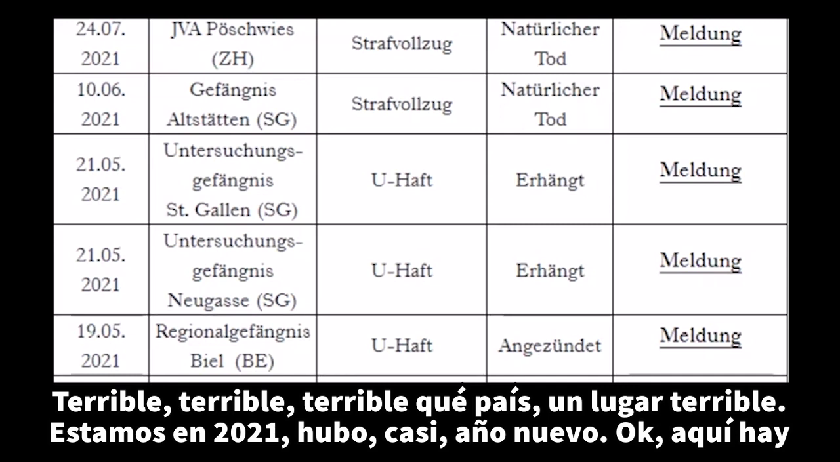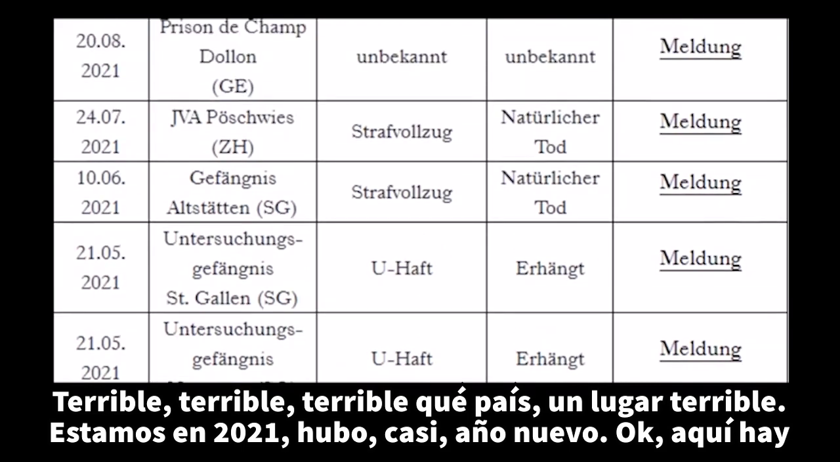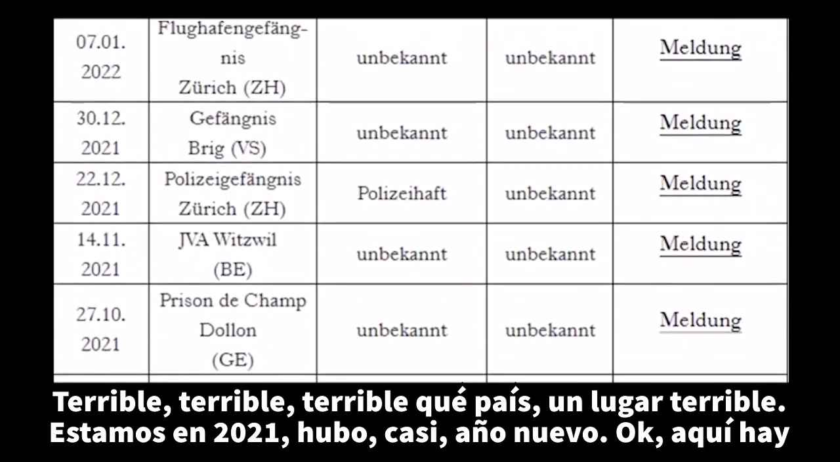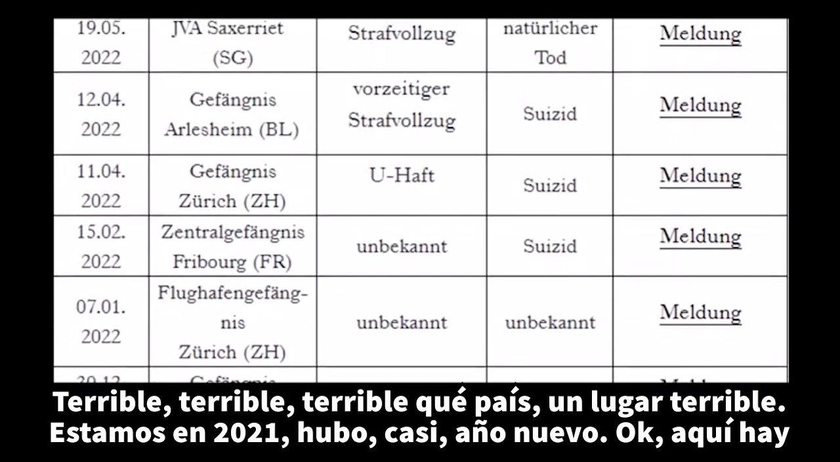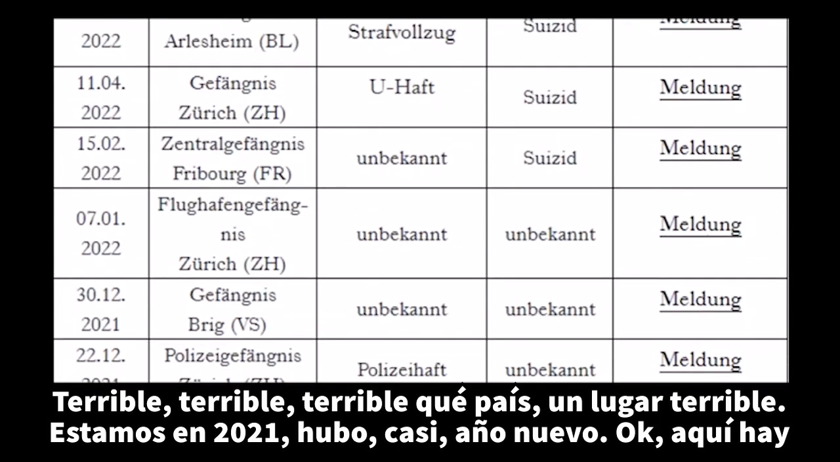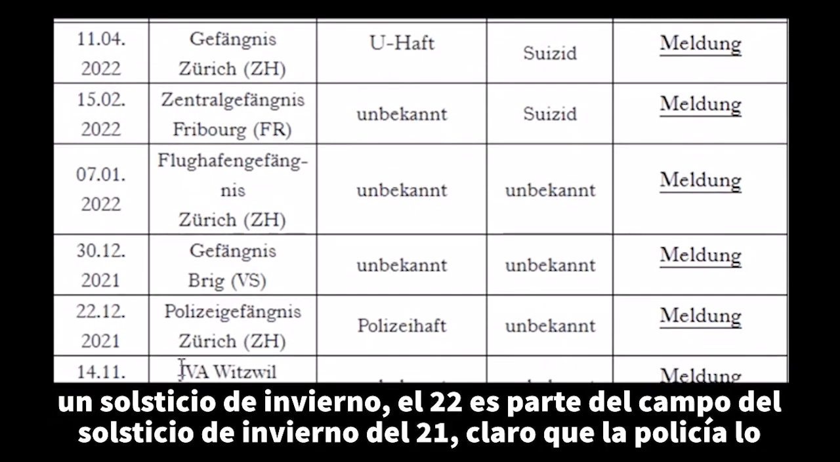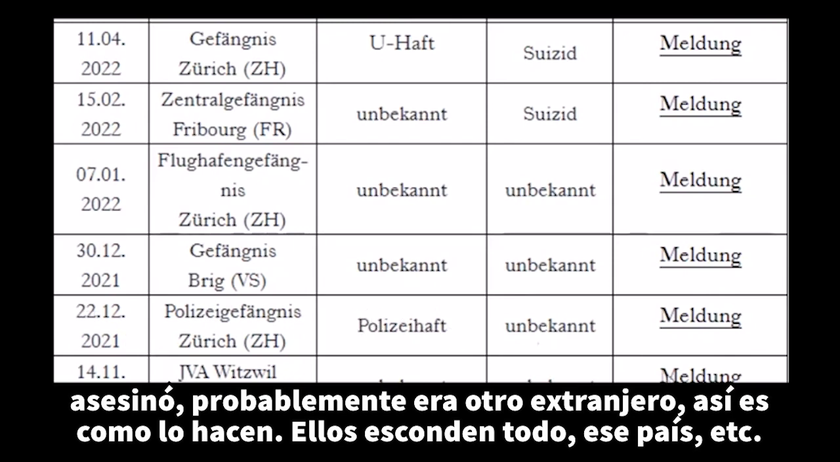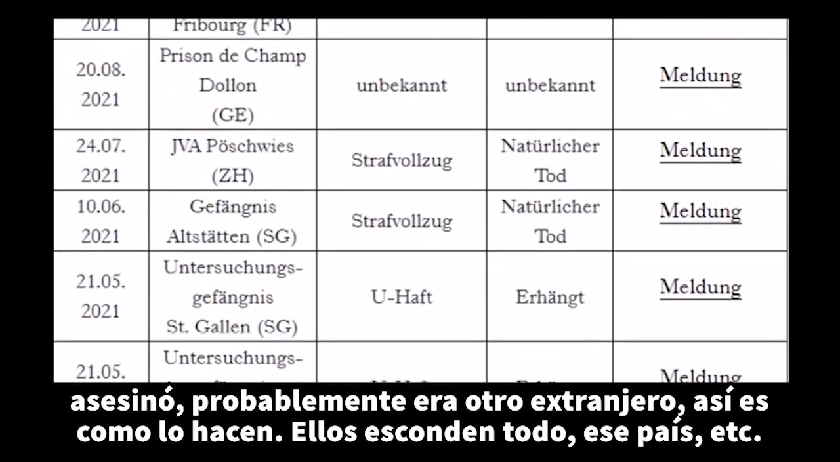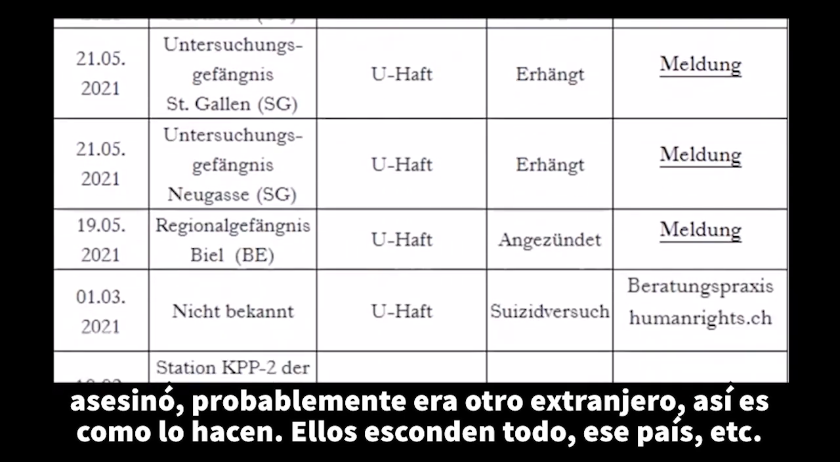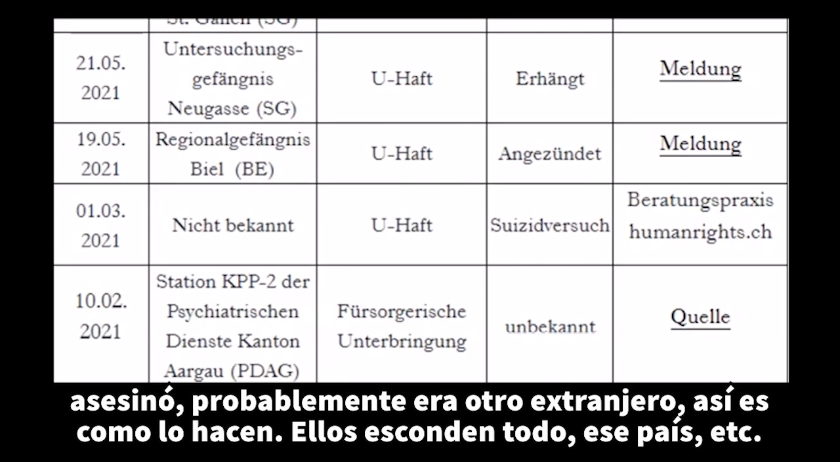What a terrible place. Oh, so we are in 2021. Let's see if there was a winter solstice. Yeah, almost. Well, you know, New Year's Eve. Oh, yeah, okay, here's a winter solstice. The 22nd is part of the realm of the 21st winter solstice. Of course, and here the police murdered him. Polizeihaft. Probably another foreigner, you know. This is how they do it. They hide everything, that country.